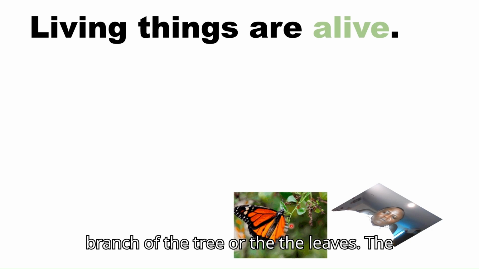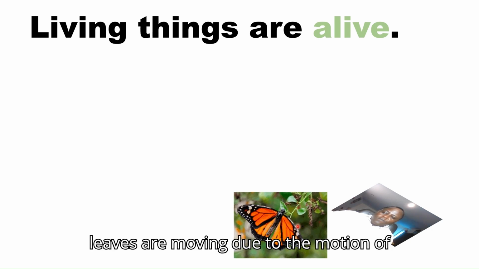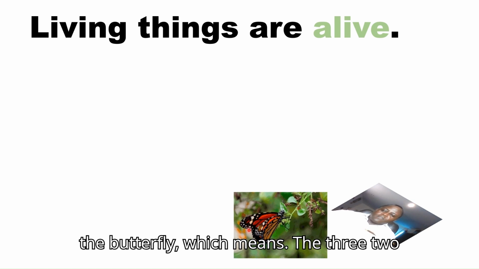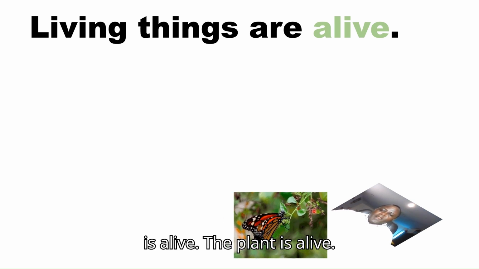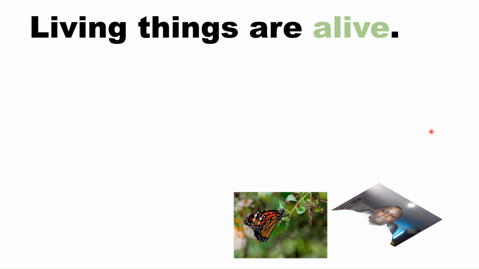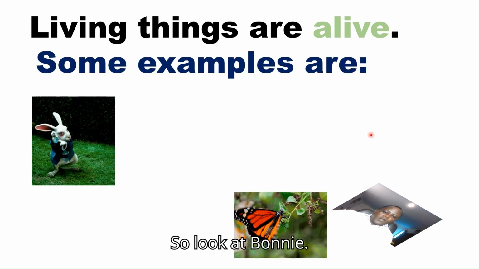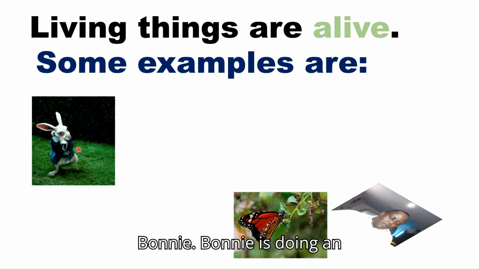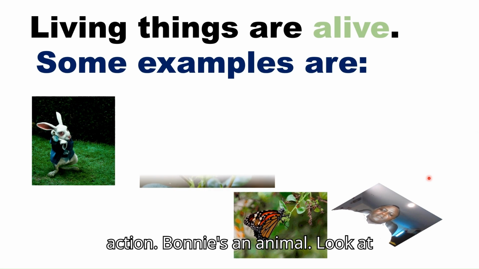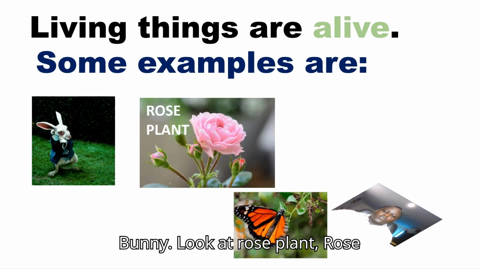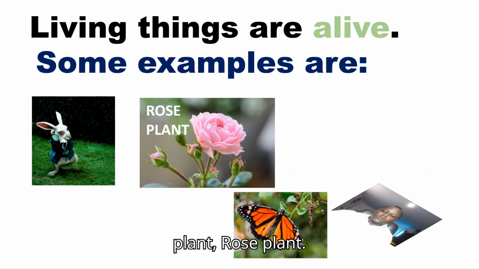Look at the branch of the tree and the leaves. The leaves are moving due to the motion of the butterfly, which means the tree too is alive. The plant is alive. Look at Bunny. Bunny is doing an action. Bunny is an animal. Look at the rose plant.